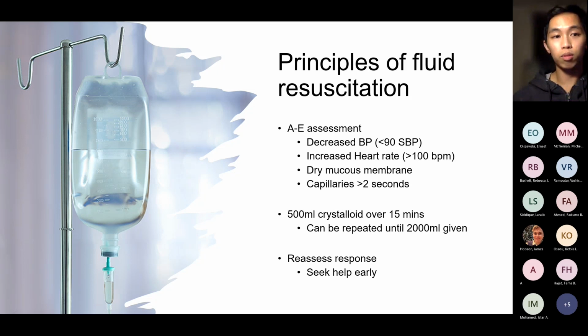Now, this is the general rule. The occasions where you need to be a bit more thoughtful about giving fluids is in someone who has heart failure or renal failure. So in these cases, you don't want to fluid overload them. So in these cases, you want to give a 250 mL bolus rather than a 500 mL bolus. And you want to reassess their response to the fluids. So you want to see if there's a change in their heart rate, a change in their blood pressure, if the capillary refill is getting faster with the fluids. And if not, you want to seek help early.